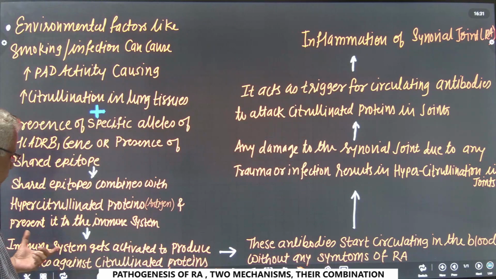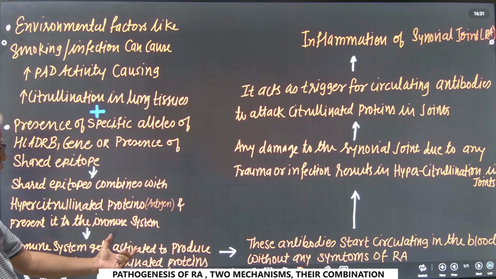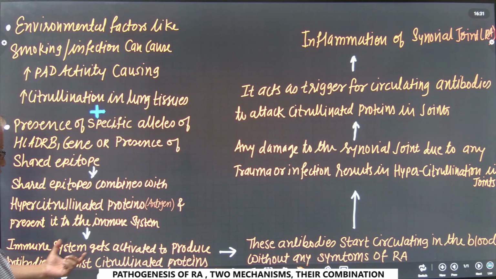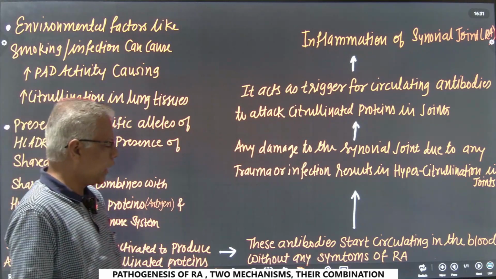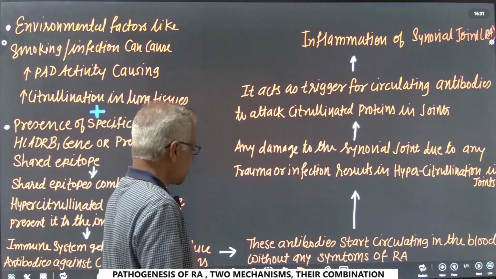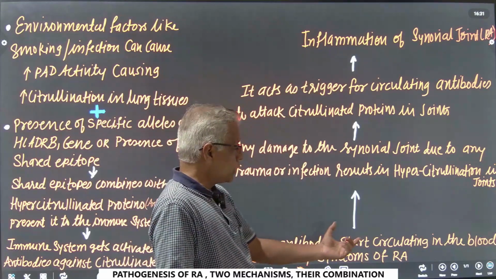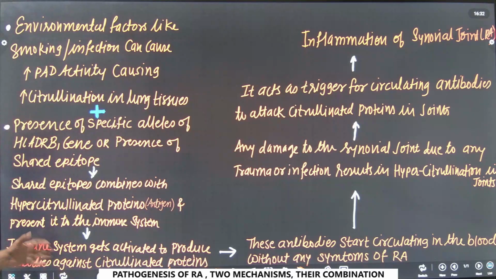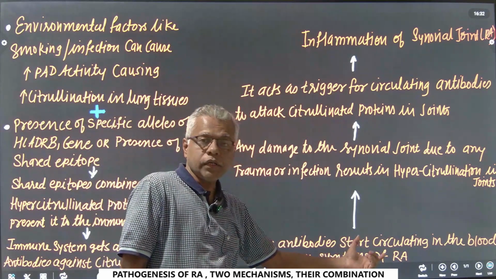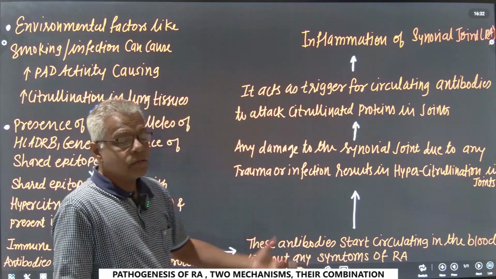We already know why it is getting activated. So the immune system gets activated and produces antibodies against the citrullinated proteins, and these antibodies start circulating in the blood without any symptoms of RA. See here, these hypercitrullinated proteins are there in the lungs, antibodies are formed, and these antibodies have now started circulating in the blood without any symptom of RA.